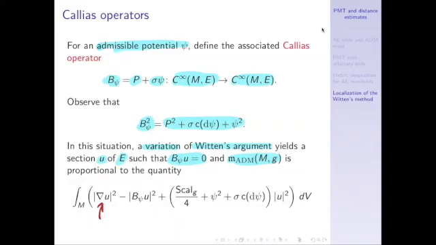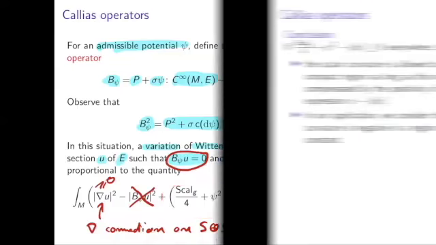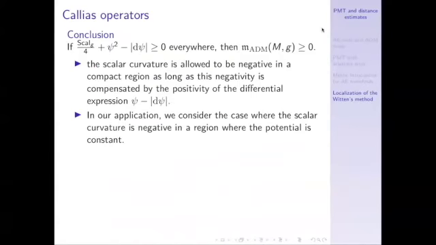Here nabla is the connection on S plus S. Now, this second term is going to be 0 because of this condition. And the first term is again non-negative. And therefore, now we found a new condition, that is, if this expression is non-negative, then the mass must be non-negative as well. We have exactly this conclusion.